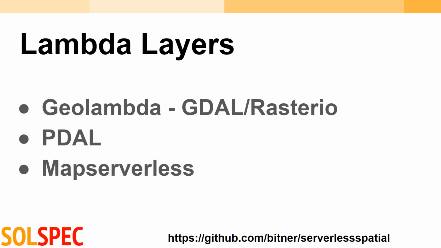Lambda layers. There are several out there that are very useful for getting started with using geospatial data. GeoLambda is one that's put out by Development Seed that provides GDAL and Rasterio. There is a PDAL Lambda layer that lets you work with point clouds, and Howard Butler has some great examples of being able to call PDAL pipelines directly against LiDAR data that's stored in an S3 bucket on Entwine.